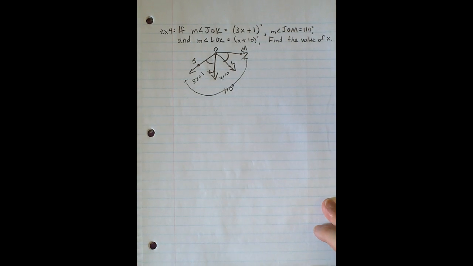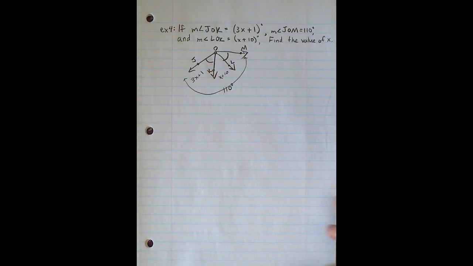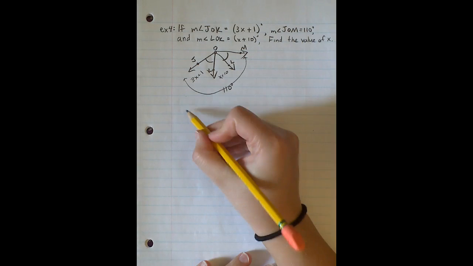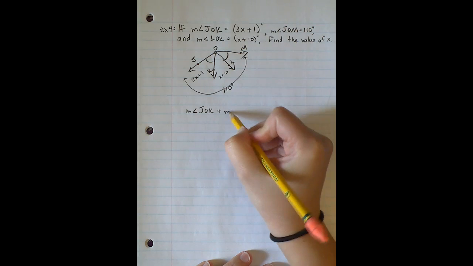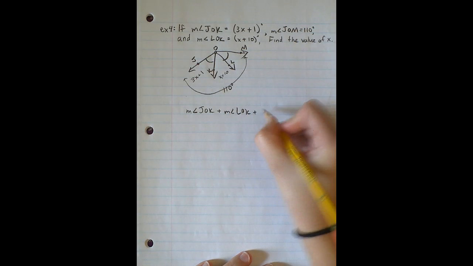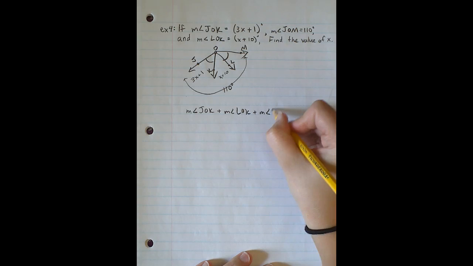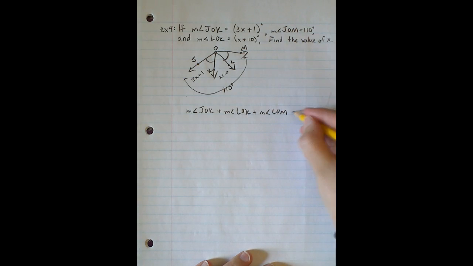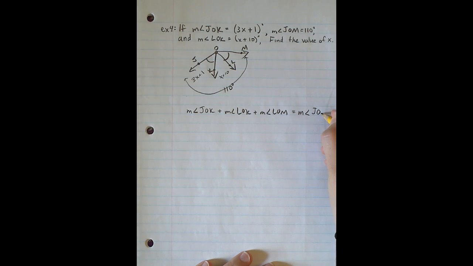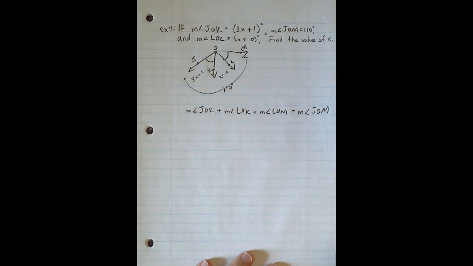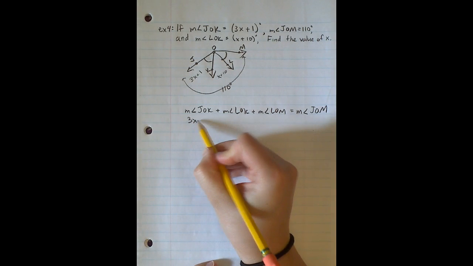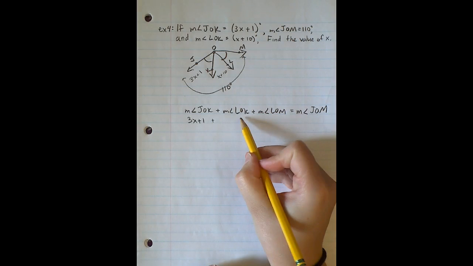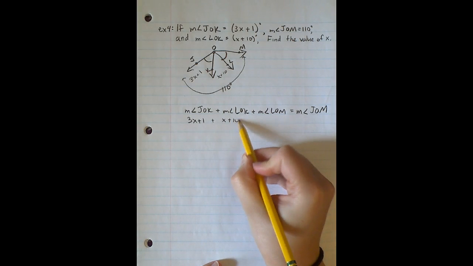So I'm going to use the same equation that I had set up from example 3. So measure of angle JOK plus measure of angle LOK plus LOM, which we don't know what it is right now, but all three of those angles together equal the measure of angle JOM. Alright, plug in what we do know. So I know JOK is 3x plus 1. I know LOK is x plus 10.